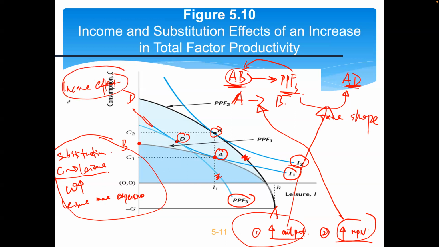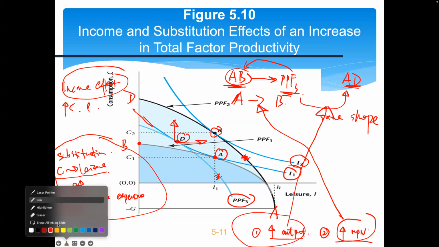And this income effect just increases C and leisure. Actually, if you compare D to B, you can see you move in this direction. Right? Now let me just summarize. We erase everything and summarize.